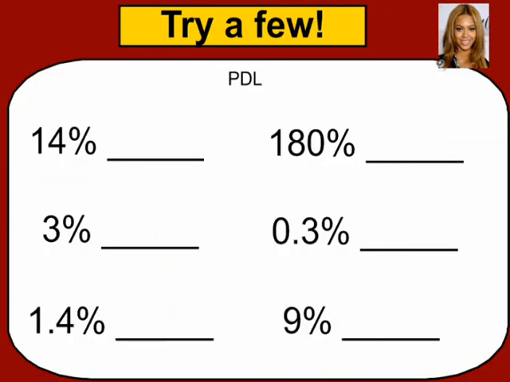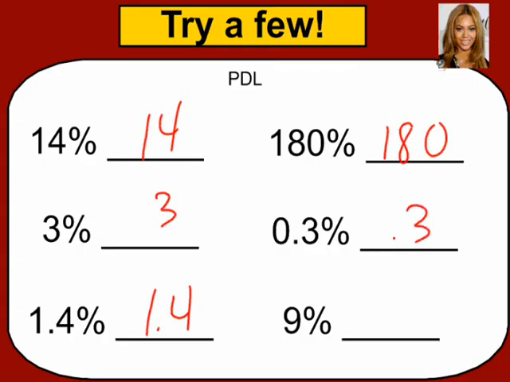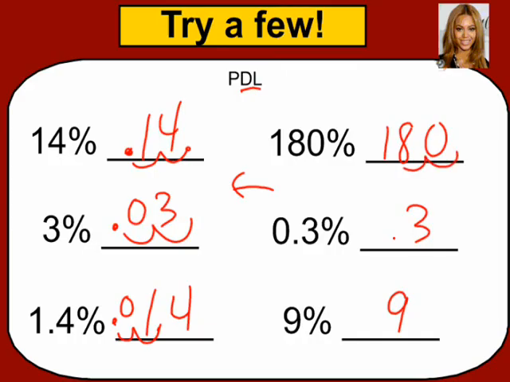So let's do a few of these. And I think what I'm going to do, just to show you how easy this is, and that the process is the same for every single one of these, I'm going to start by writing these percents on the line, and we're going to change all of them into decimals by moving 2 to the left. So 14% would be 0.14. 3%, 0.03. 1.4%, 0.014. 180% would be 1.8.